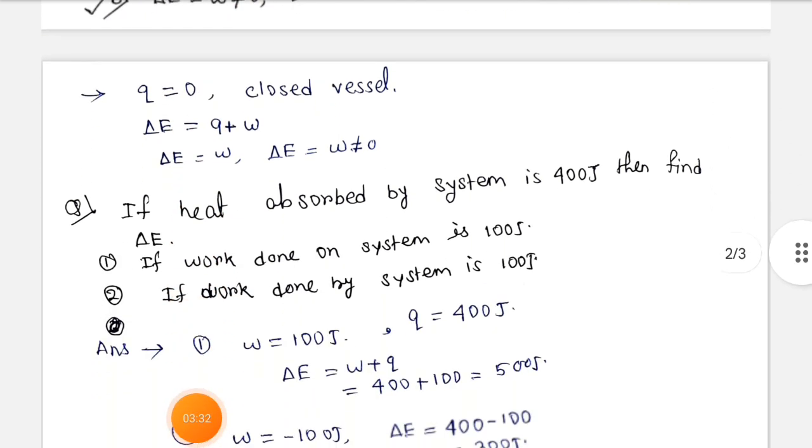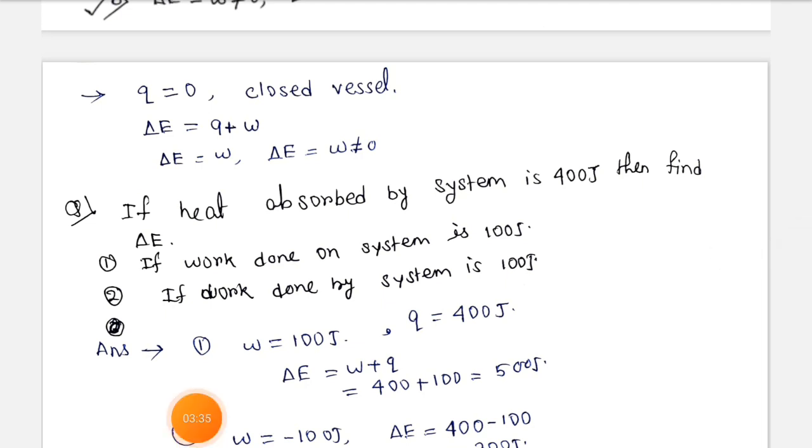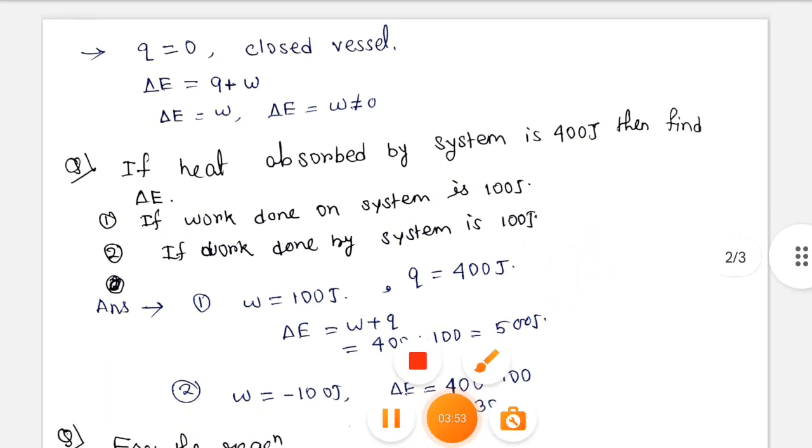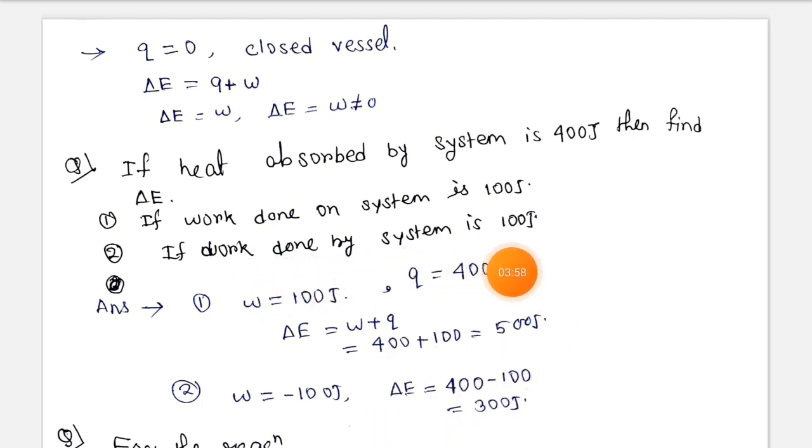Next, if heat absorbed by the system is 400 joule, then find delta E. First case is if work done on the system is 100 joule, next case is if work done by the system is 100 joule. You know that if work is done by the system, then the sign is negative, and work done on the system, that is by the surroundings, then it is positive.